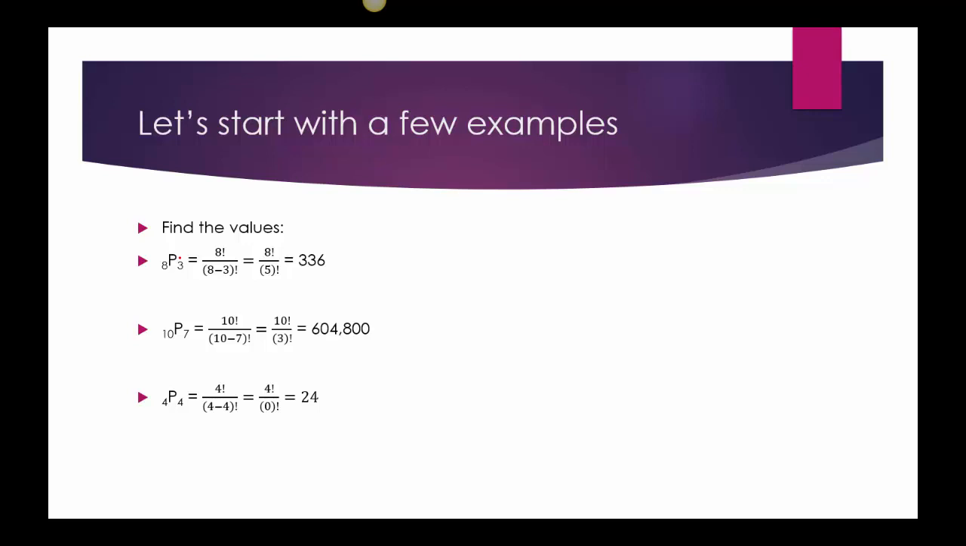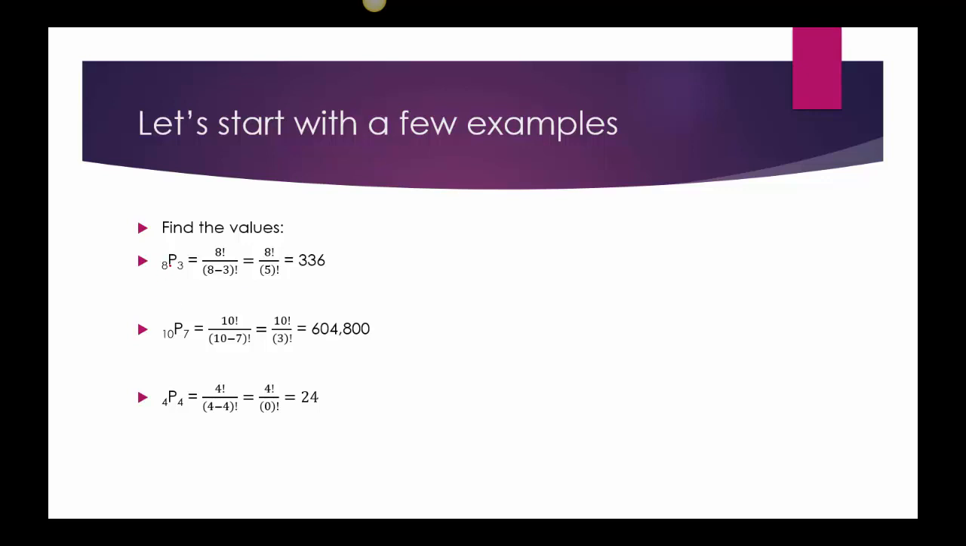So if I want to find the permutation of 10, choose 7, I would push 10, I would push the permutation key, I would push 7, it would say 604,800. And if I had 4, choose 4, it's just going to give me 24. All right, let's talk again about what this means. This is if I have 8 things and I select 3 and I put them in order, I would have 336 ways of doing that.